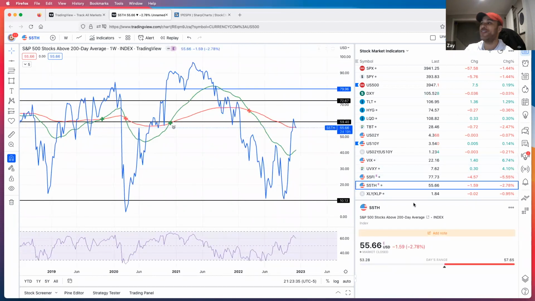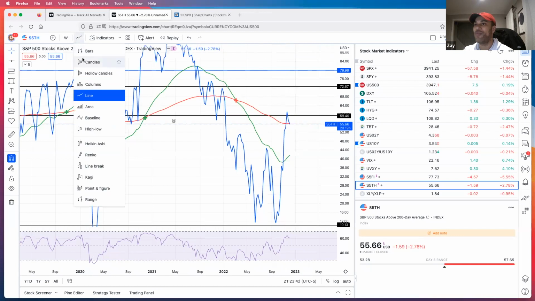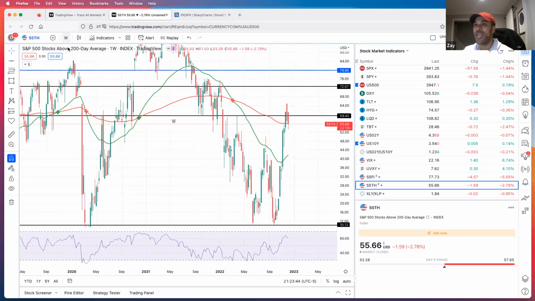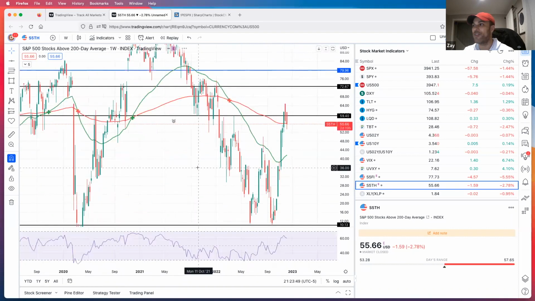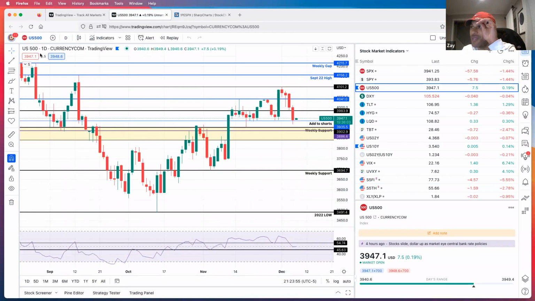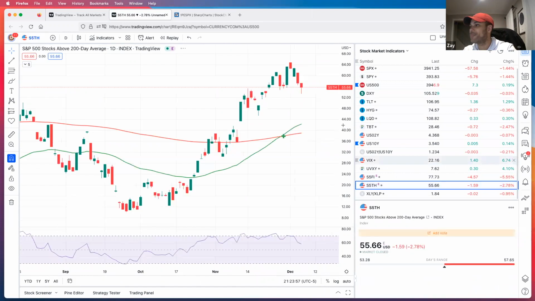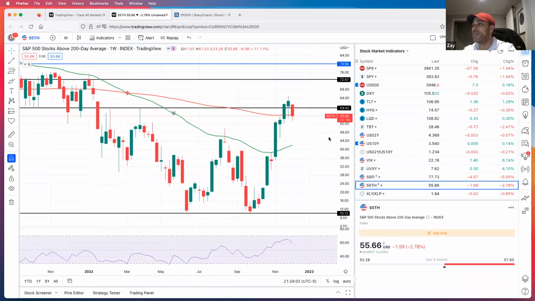Same thing with the S5TH, which is stocks above 200. We got right into it. I think we got into a gap that I identified. And once again, this chart is starting to act funny too. So let me refresh. This should not look like this from a weekly. That's not what it really looks like. It'd be killing me, bro. Boom. This is what it should look like.